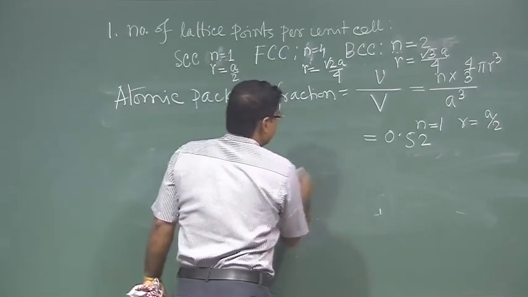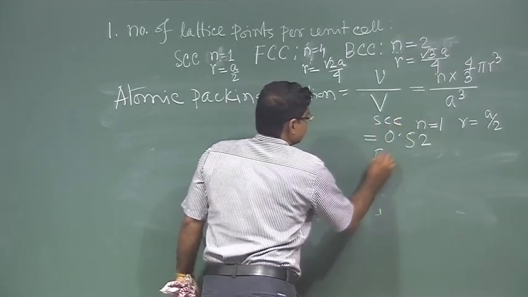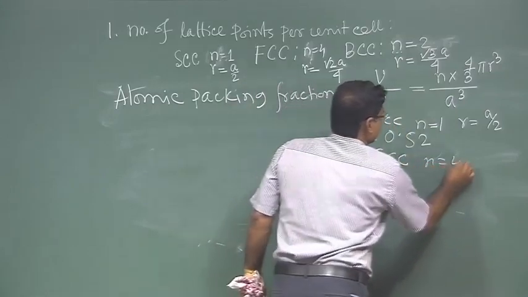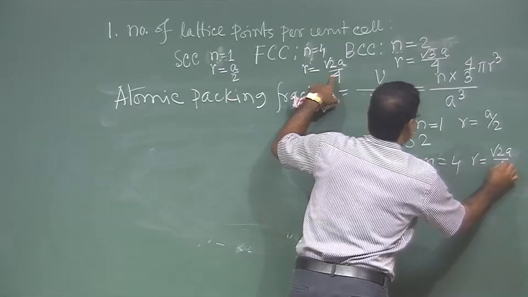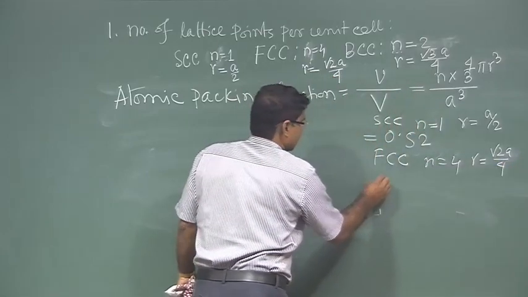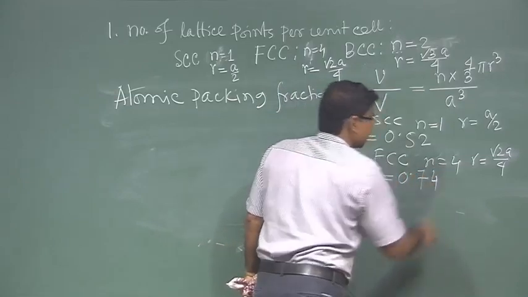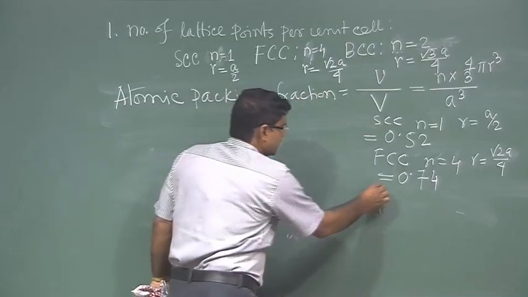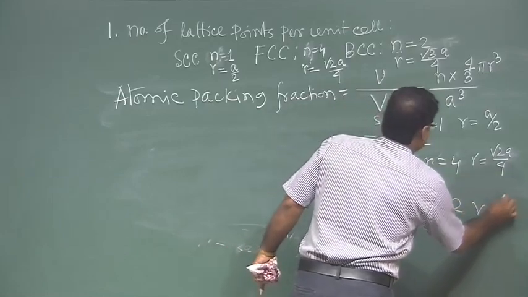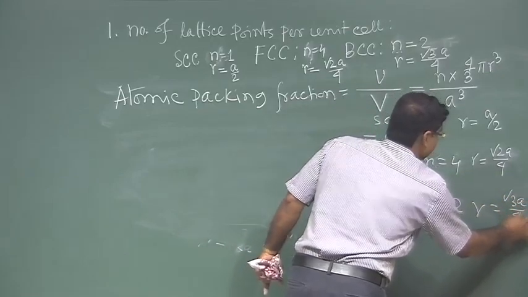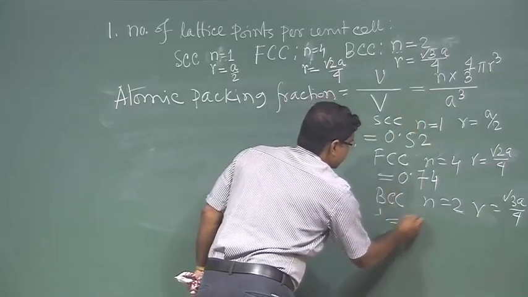Similarly, for FCC, n equal to 4 and r equal to root 2a by 4. Then you calculate and you will get this packing fraction 0.74. Similarly, for BCC, n equal to 2 and r equal to root 3 a by 4. If you put that in, you will get 0.68.